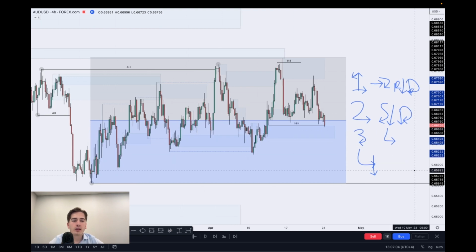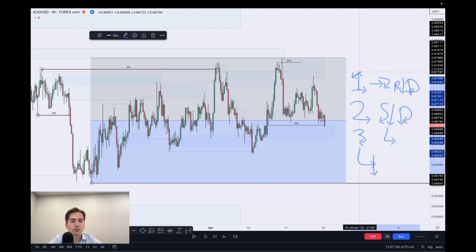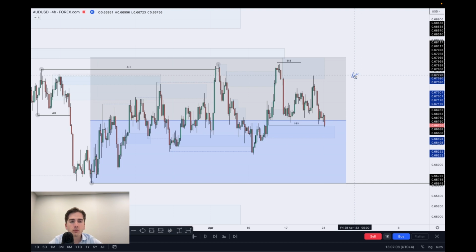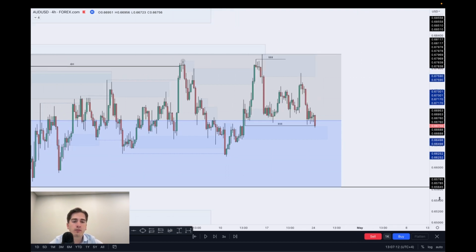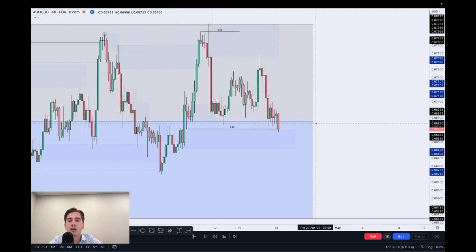So then let me just delete this for the sake of keeping my chart clean. What we were looking for, after all of those additional confluences, was a potential long on the 4-hour. So with that said, we can now dive in towards the 15-minute and look for those potential longs.